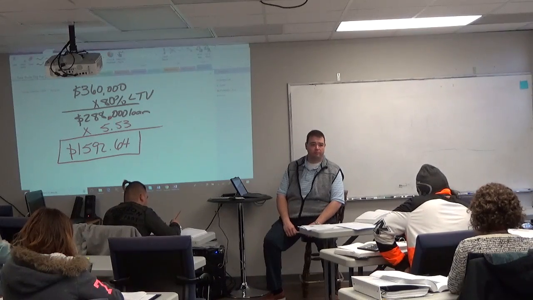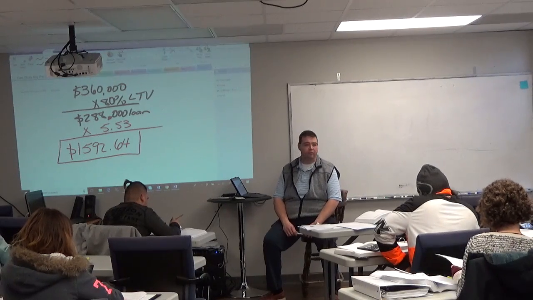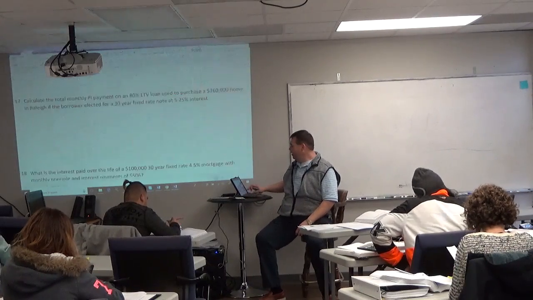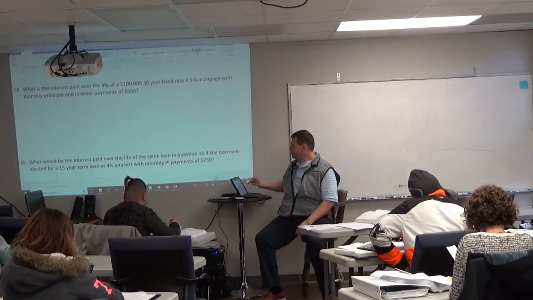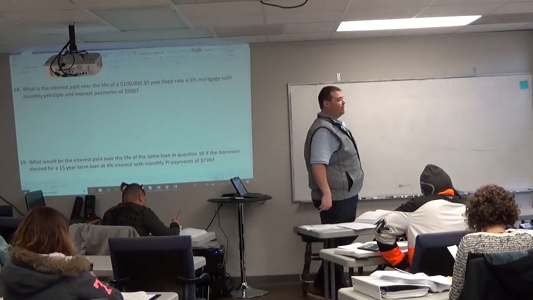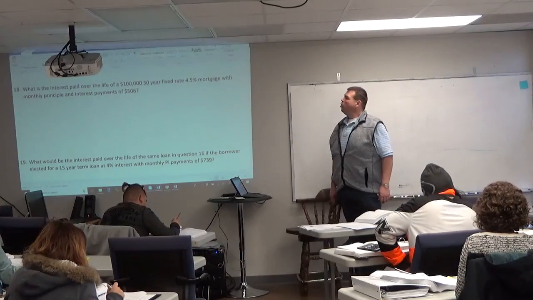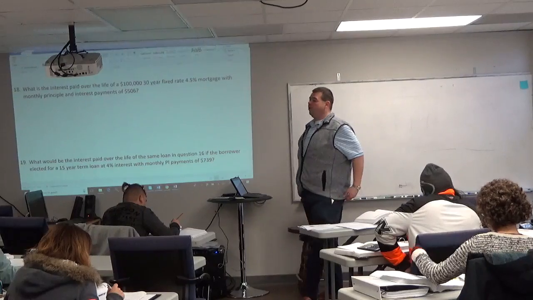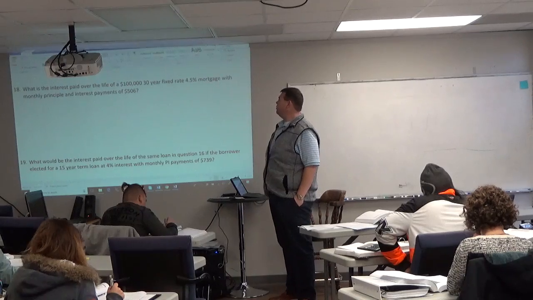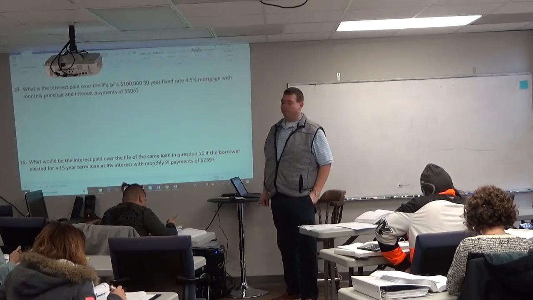We all feel okay about this? I think this is pretty straightforward math for most of you, once you understand what a principal interest payment is. The big thing is understanding what a principal interest payment is. Alright, so back on the worksheet, look at the next question. This is an interesting one that people consistently get wrong on the test, even though the math is not that hard, because you actually make this question harder than it is. What is the interest paid over the life of a $100,000 30-year fixed rate 4.5% mortgage with monthly principal and interest payments of $506?